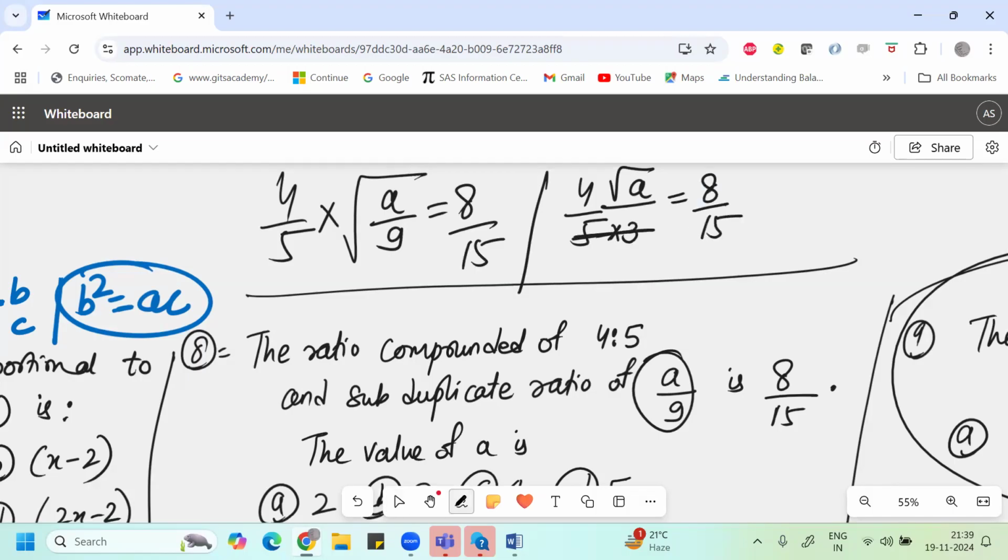So 5 3s is 15, 15 get cancelled. So 4 root a is equal to 8. So root a is equal to 2. So root a is equal to 2 means a is equal to 4.